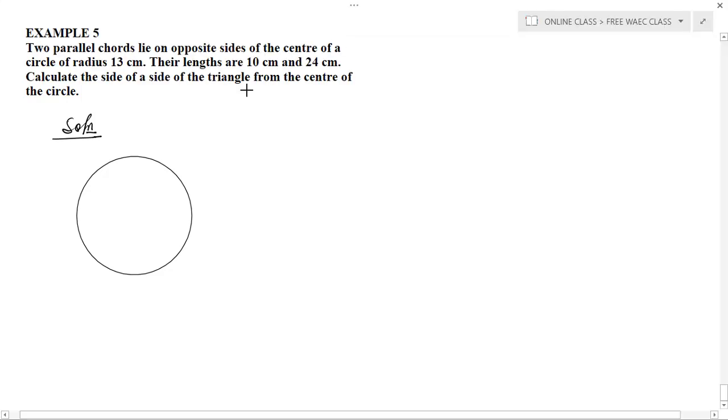It means that we have a chord, like one chord up here, opposite to the center. They are both opposite to the center of a circle. They are opposite like this, and the two of them are parallel. So according to the question, this chord is parallel to this.